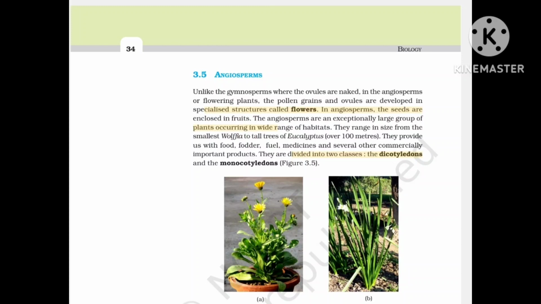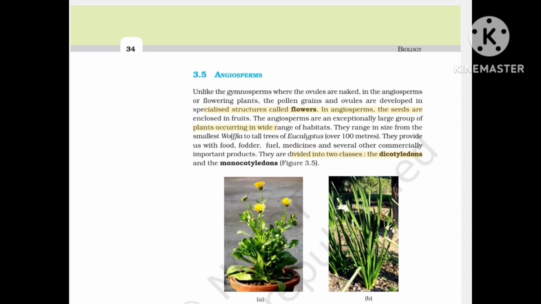Then let's discuss the last topic, the angiosperms. Unlike gymnosperms, where the ovules are naked, in angiosperms the pollen grains and ovules are developed in a specialized structure called the flower. In angiosperms, the seeds are enclosed in fruits. Angiosperms are an exceptionally large group of plants occurring in a wide range of habitats. They range in size from the smallest Wolffia to tall trees of Eucalyptus, which are more than 100 meters.